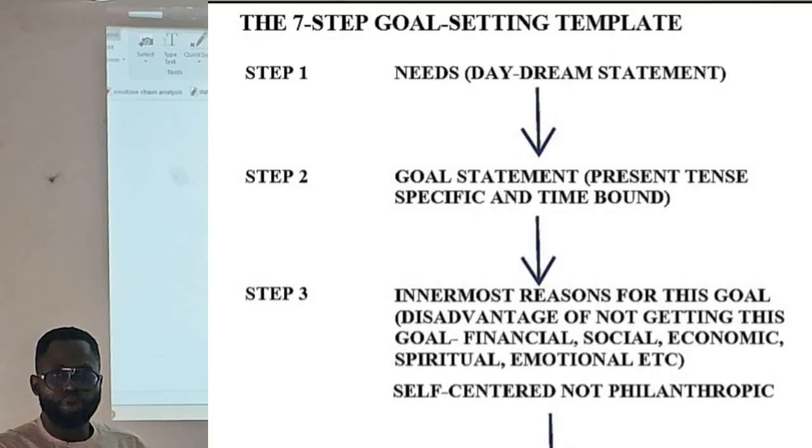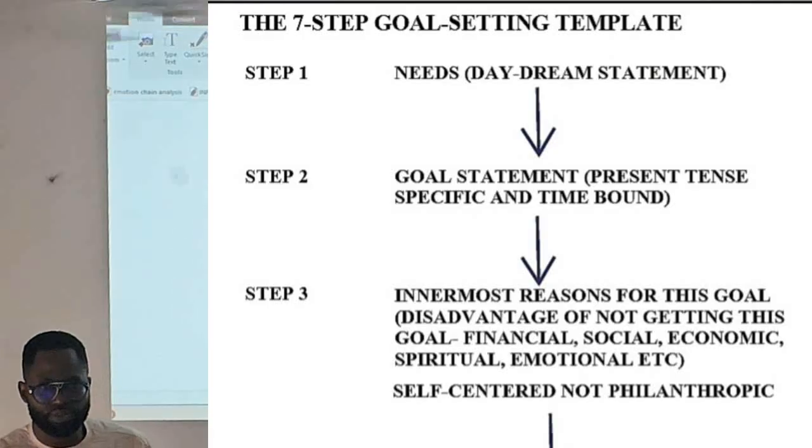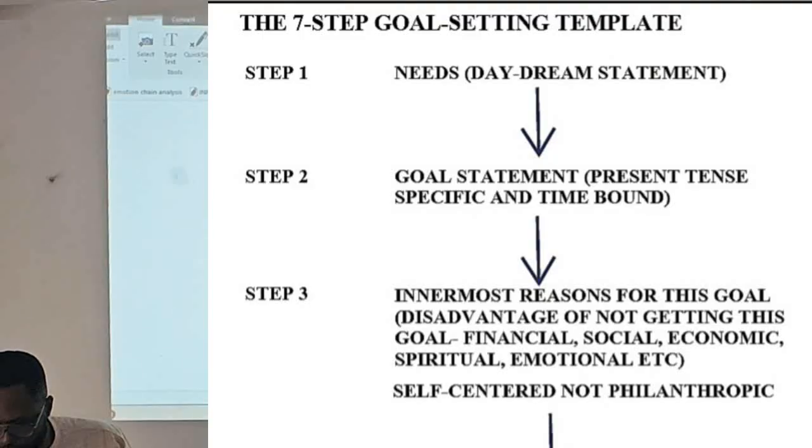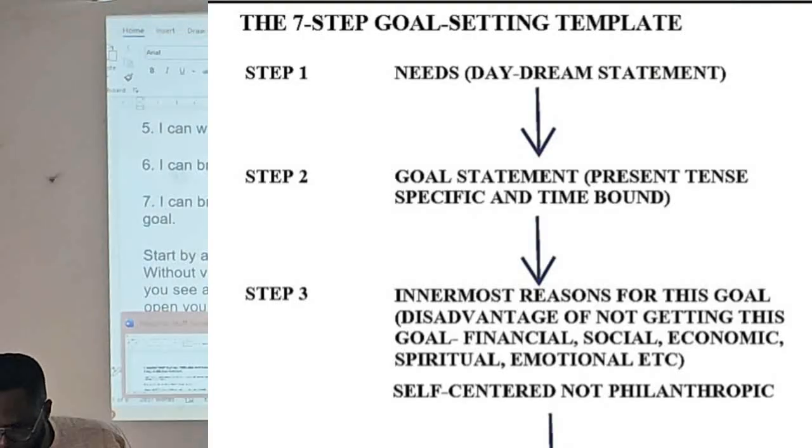You were there. What are the 3 qualities of a goal statement? To be specific. Specific. It will have time bound.